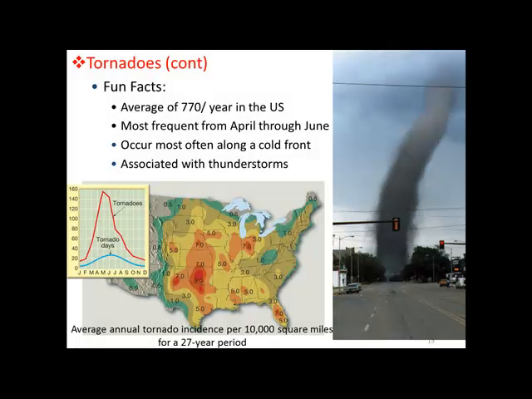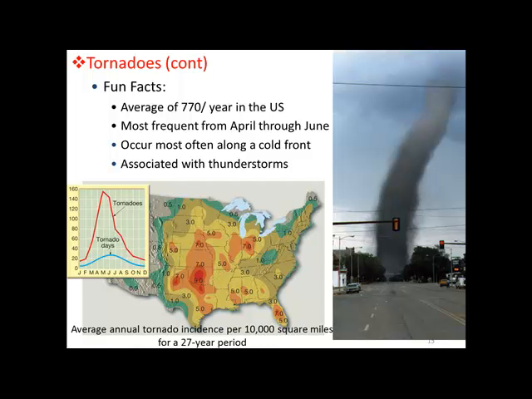So there are an average of 770 tornadoes per year in the U.S., and they are most common between April and June, but they can happen other times of the year. They usually occur along a cold front because that's when you have that drastic, steep slope of uprise. And thunderstorms are also associated with them.